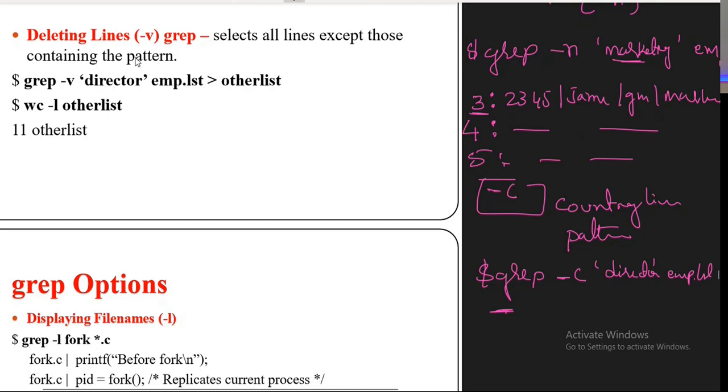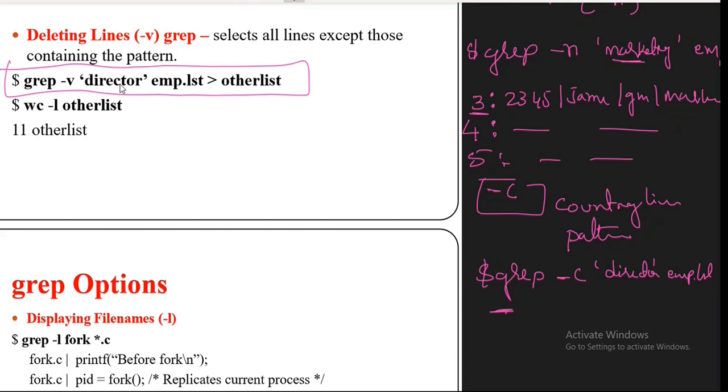Okay, so that means if you want to perform the opposite of what grep is doing here, if you don't want to select the lines that have this pattern, in that case you're going to use minus V. Select all the lines except those containing the pattern. So in that case you have to use the minus V option.